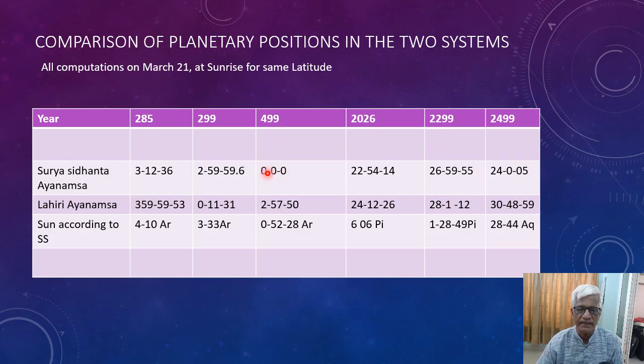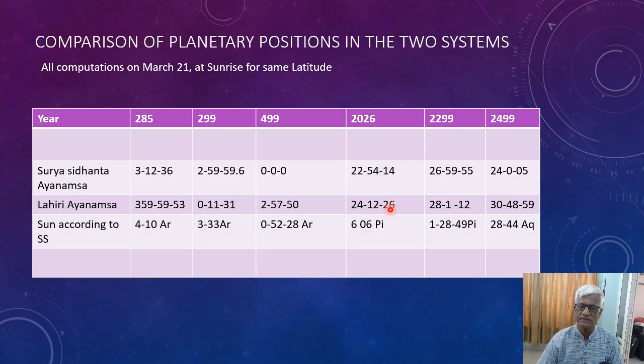Likewise, from 499, if you go 200 years back, it has increased to 259. And another 15 years back, it has increased to 312 degrees. That means further increased. The year 285 is considered to be the coincident year by the Lahiri Ayanamsa school. Therefore, it has completed a 360 degree revolution on that day. And in 299, it has become 11 minutes. In 499, it has become 2 degrees 57 minutes. In 2026, it's at 24 degrees 12 minutes.